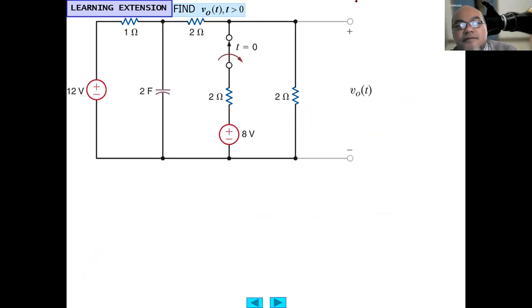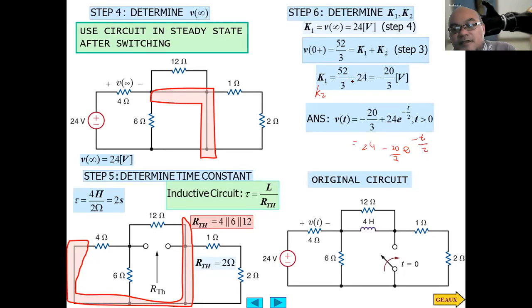Okay, let's do another example. Please keep in mind that it's supposed to be this one, because the 24 here is K1 and the K2 is minus 20 over 3.